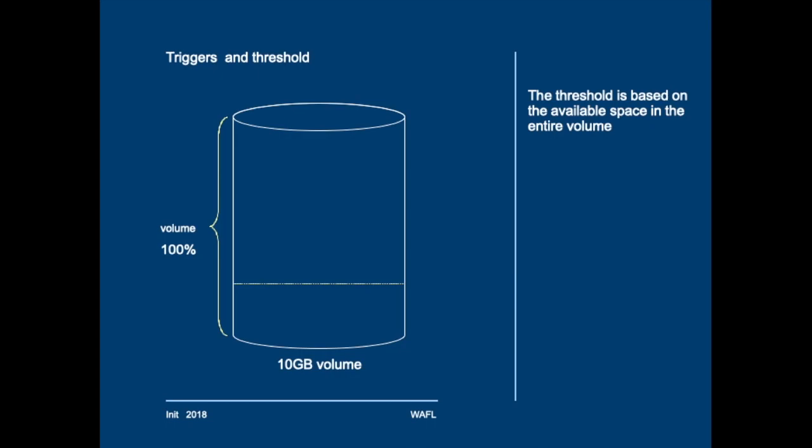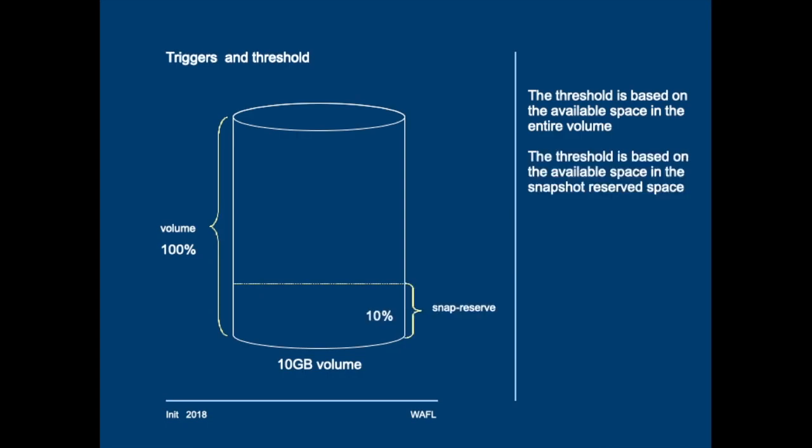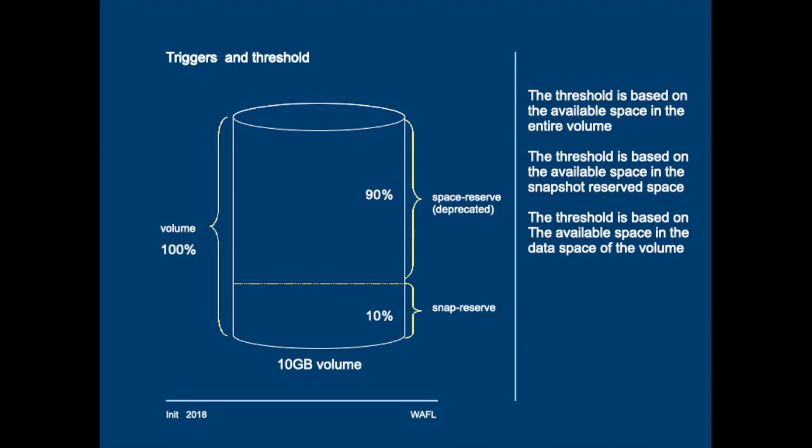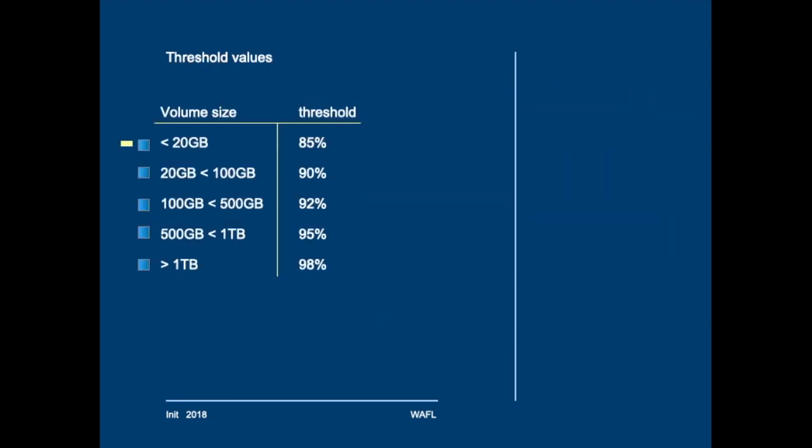By volume, we mean the entire volume. So by snap reserve, we mean the reserved snap space. And by space reserve, we mean the data space of the volume. Now, what is this threshold that will trigger the snapshot auto-deletion? Let's take an example. We say the trigger is volume. So if the total available space in the volume drops below a certain level, then auto-deletion will start. This threshold depends on the size of the volume. If the volume is less than 20 gigabytes, then the threshold is 85%. So if the available space drops below 15%, then the snapshot deletion gets started.